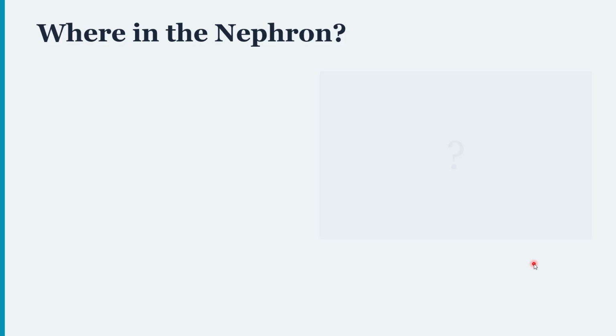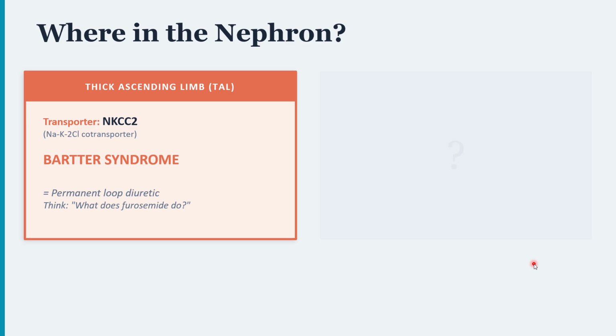The key to understanding these syndromes is knowing where in the nephron the defect is. Bartter syndrome is a defect in the thick ascending limb of the loop of Henle. The specific transporter is the NKCC2 channel, the sodium-potassium-2-chloride cotransporter.